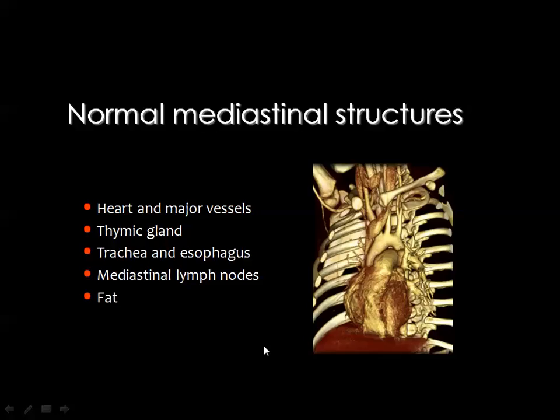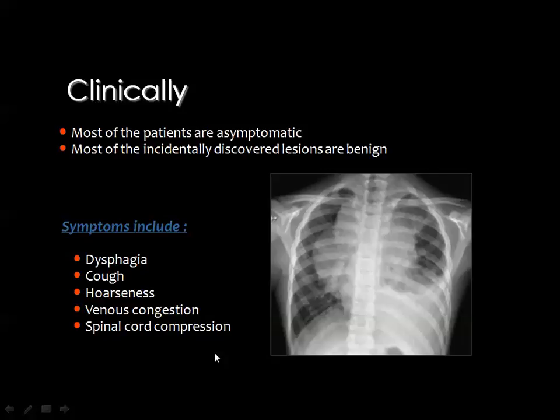Then in the mediastinum, you know that there are the major vessels and the heart, the thymus, the trachea and the esophagus, mediastinal lymph nodes and fat. And you may remember that we have discussed the mediastinum in adults. We said that most of the patients with mediastinal masses are usually asymptomatic, and a good percentage of these mediastinal lesions are discovered incidentally, and they are largely on the benign sector.